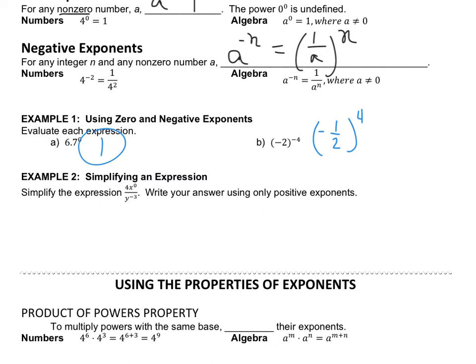Now this is also saying evaluate, so evaluate means I need an answer. If this said just leave it as exponents, I would be done. But remember, this is negative 1/2 times negative 1/2 times negative 1/2 times negative 1/2. So the negatives become positive, the ones stay 1, and 2 times 2 times 2 times 2 is 16. So the answer here is 1/16. Again, notice it does not make it negative 1/16. That negative 4 has nothing to do with the sign in front.